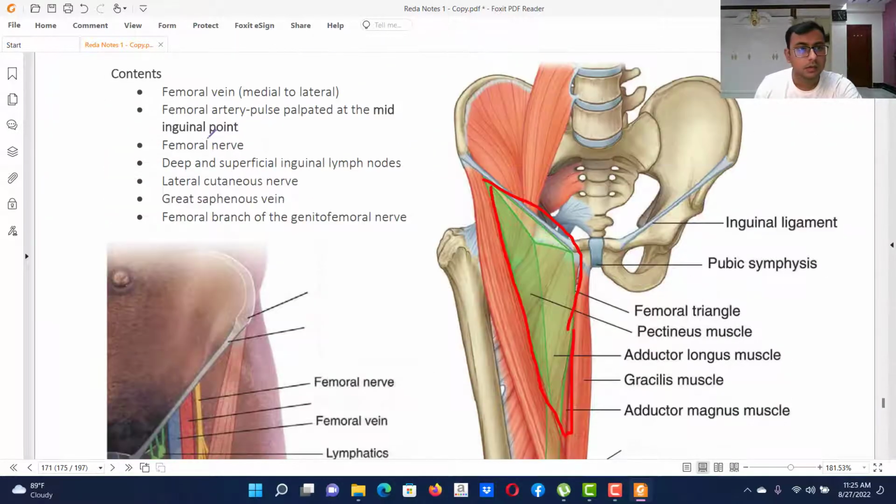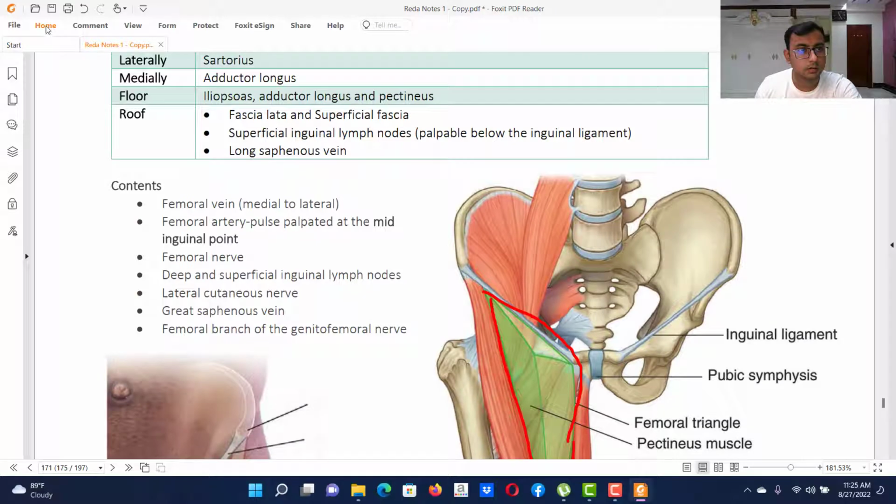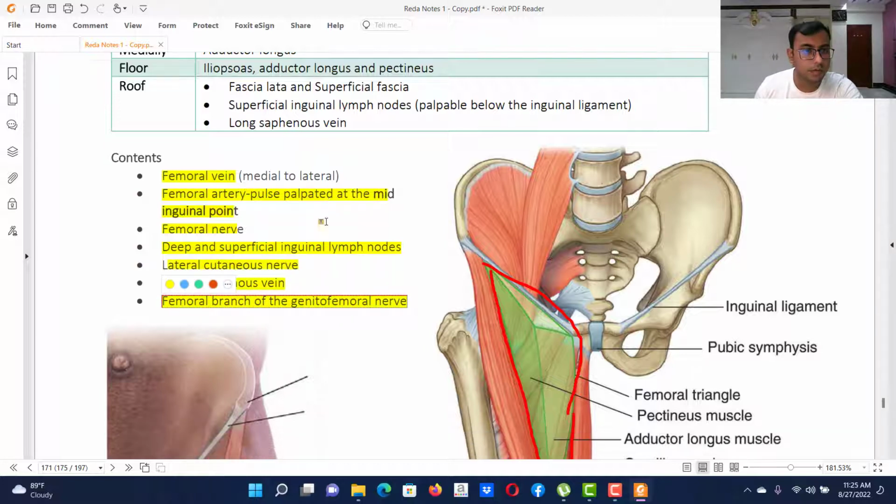So what are the contents? The contents present are the femoral vein, femoral artery pulse, femoral nerve, deep and superficial inguinal lymph nodes, lateral cutaneous nerve of thigh, great saphenous vein, and the femoral branch of the genitofemoral nerve. Very important, very good. It is very important.